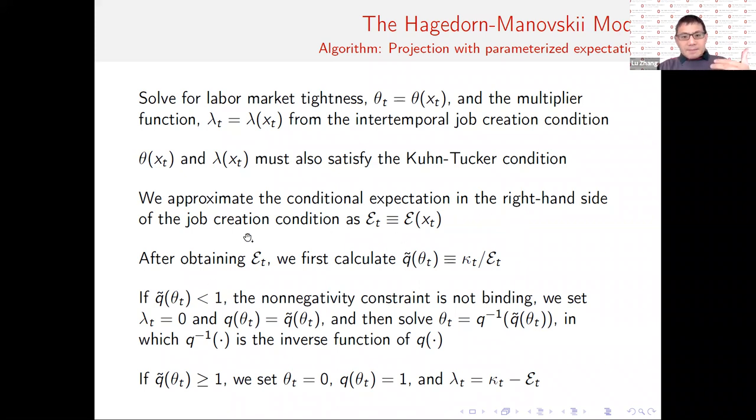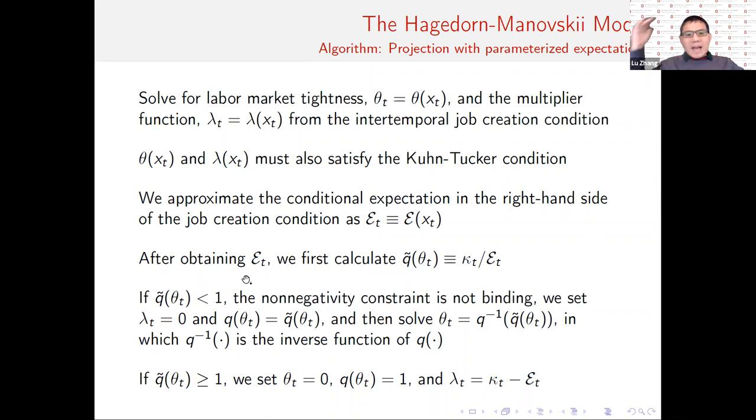So we're gonna approximate the conditional expectation first. After that, we're gonna back out. We're gonna use a one-to-one mapping between the conditional expectation and all the other endogenous variables, thereby eliminating the need to approximate the Lagrangian multiplier function directly, as well as the theta function, because both can be kinked. Okay, and that may generate some difficulty numerically in practice. So that can be a kind of pain in the neck.